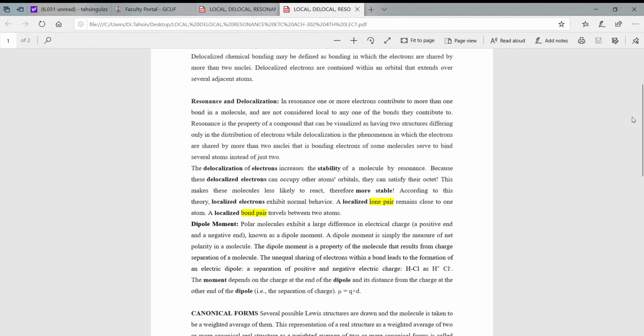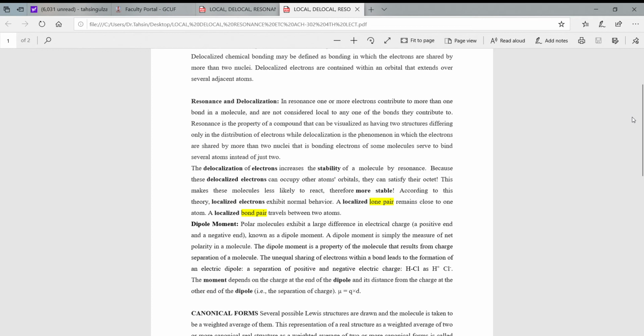Now, when I told you about ammonia, it has three bond pairs and one lone pair. Sometimes a bond pair has the ability to travel between two atoms, and sometimes a lone pair has the ability to travel between the atoms.